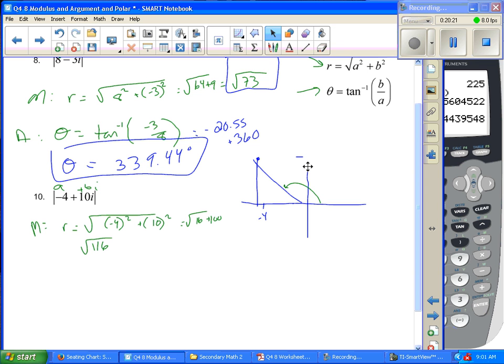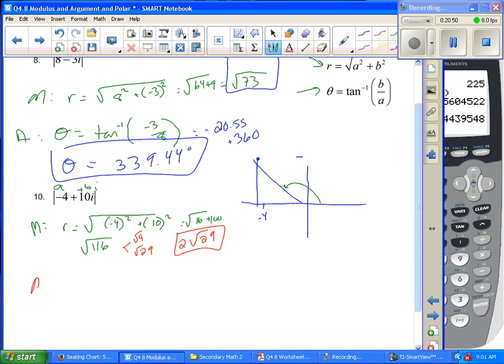And then I saw some people type in the calculator and have 10 point whatever, which is fine. I chose to recognize that there was a perfect square that went into root 116. If you divide it by 4, you're left with 29. So you also could have said the modulus was root 4, which is 2, root 29. So that's the answer in radical form. You can't do them separate.